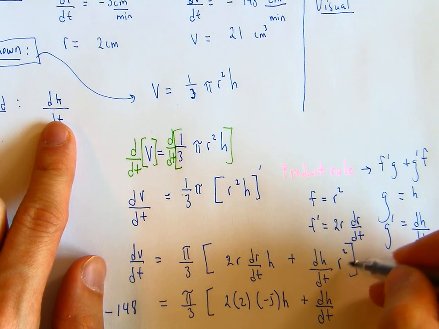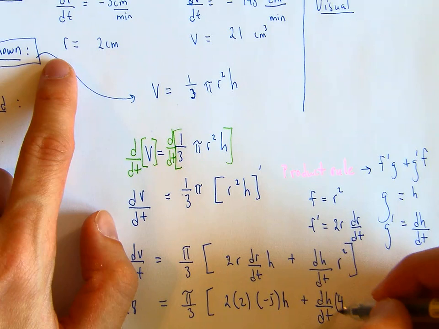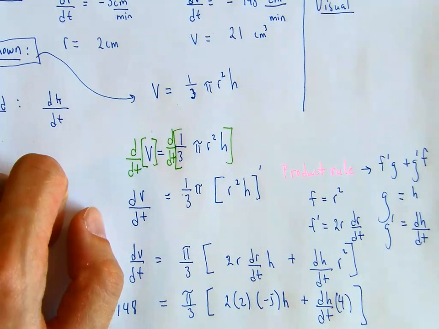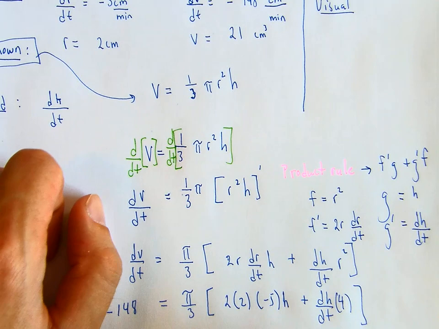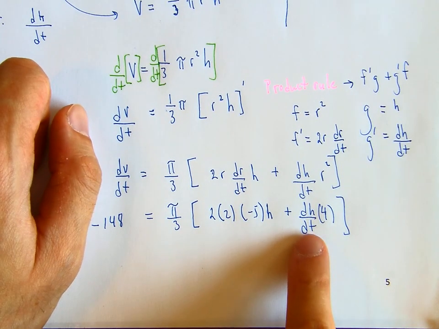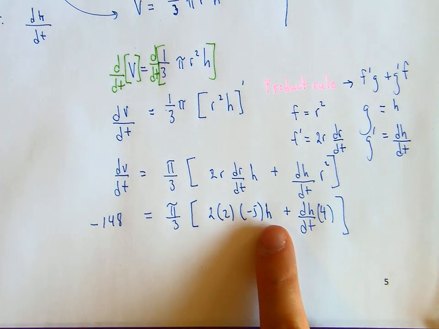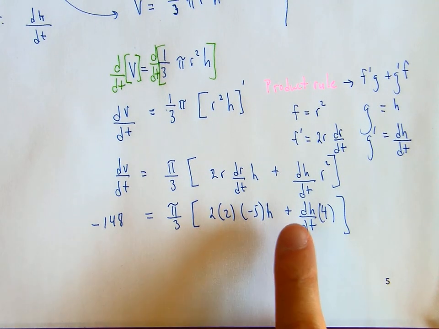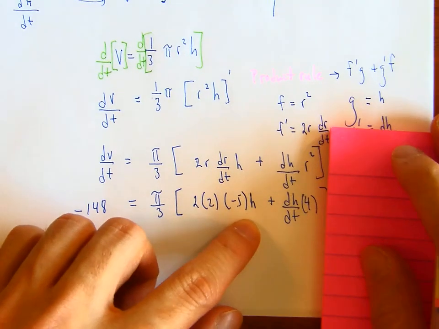And this r squared, do we have r? Yeah, we do. r is just 2, so this is just 4. Okay, so notice how many variables you don't know. You don't know 2 variables. You don't know h and you don't know dH/dt. So we need to find h right now. And then how are we going to find h? Try and be clever and find h given the information you have.